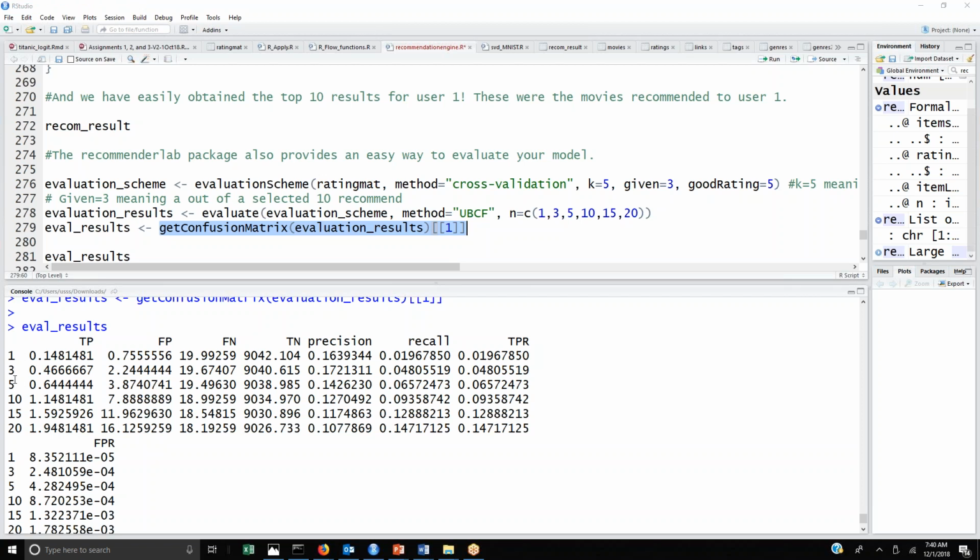So for example, for true positive, 14% of the times I'm accurate. So that is what true positive is.